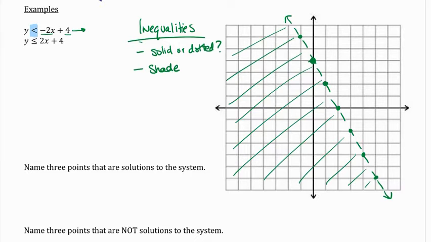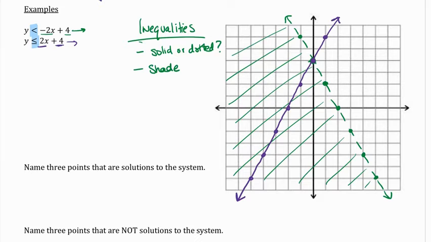Then our second inequality, this one: again, we've got a y-intercept of 4, but a slope this time of +2. So the y-intercept's in the same place, but this time I'm going to go up 2 and right 1, or I can go down 2 and left 1. So this line goes in this direction. And this time we've got less than or equal to. Since we have that 'or equal to,' this will be a solid line.